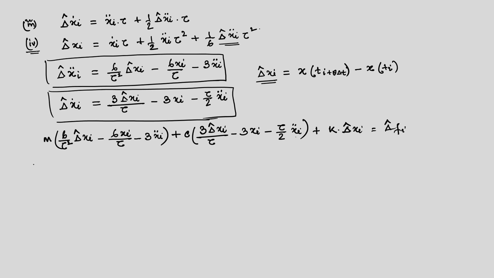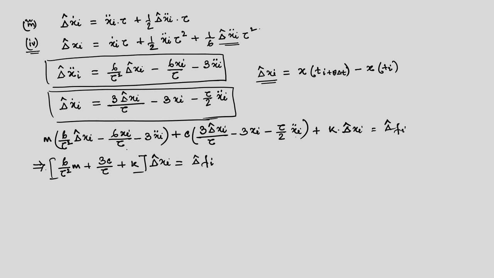Now, again, if we simplify this expression, what we will have? We have (6 by tau square times m plus 3 c by tau plus k) times delta xi hat is equal to delta fi hat.